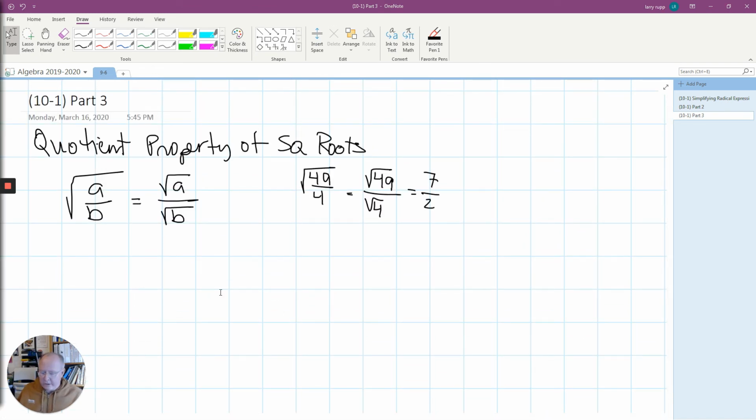The next thing that we're going to learn about here is called rationalizing the denominator, which sounds scary, but it really isn't. Okay?